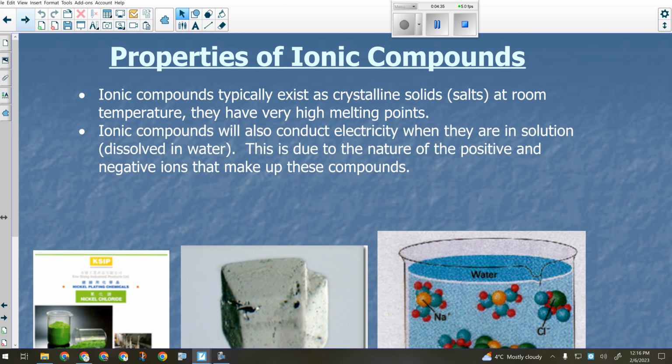All right, so for ionic compounds, here's the things that we need to know. Ionic compounds are typically crystalline solids at room temperature, because they tend to have very high melting points, like several hundred degrees. Now, does that mean every crystalline solid you see is an ionic compound? It does not. All ionic compounds are crystalline solids, but not all crystalline solids are ionic compounds. The two are not mutually exclusive.